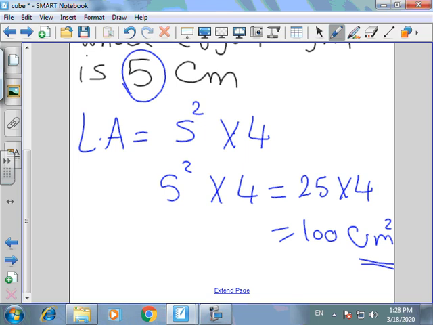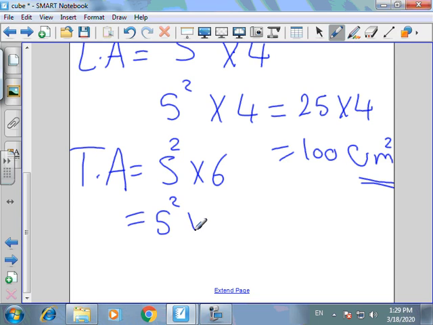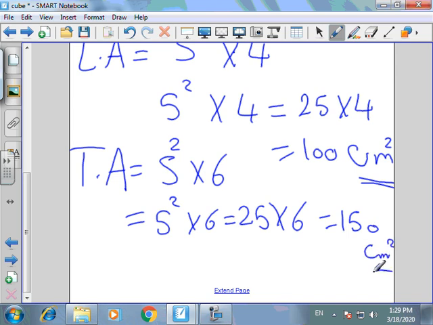How can we get the total surface area? The total area is side squared times 6. Excellent. Again, it's 5 squared times 6, which is 25 times 6, equals 150 centimeters squared. And please don't forget the unit.